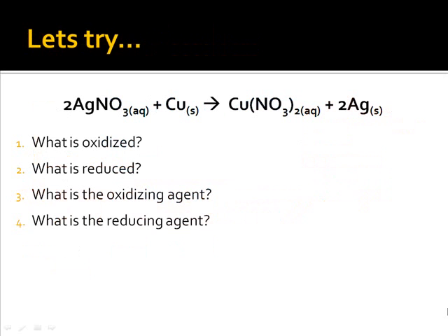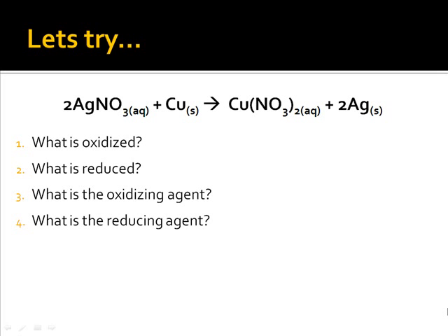So let's try this. Here's a particular equation. We want to know what's oxidized, what's reduced. We also want to know what is the oxidizing agent and what is the reducing agent. So why don't you pause this for just a second and come on back once you've given this a try. All right, let's see how you did.